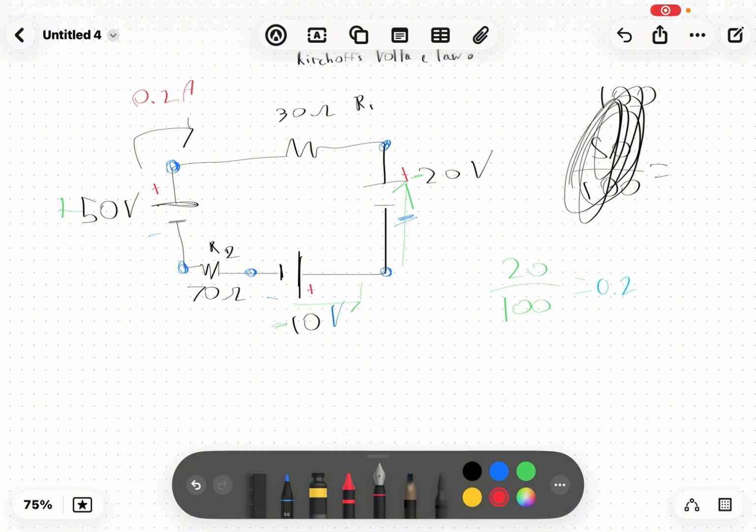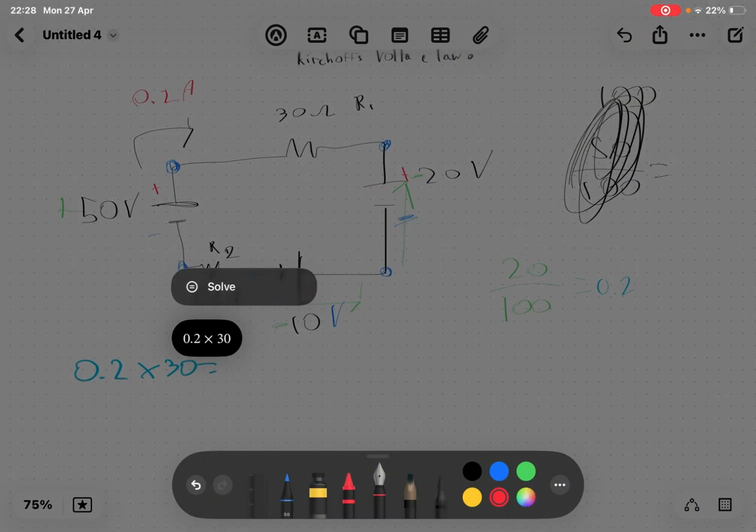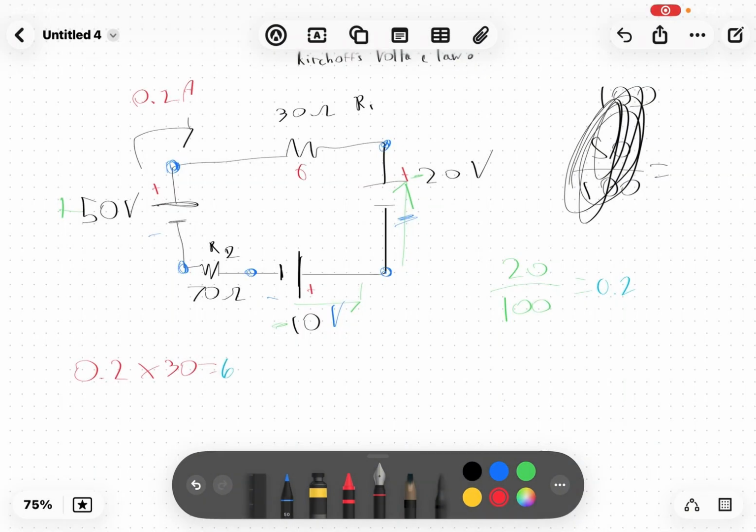And let's go with the maths. So we have to calculate the voltage here. That would be 0.2 times 30. You know the drill. 6. And then one second, I'm just checking stuff out. Okay, yep. And then 50 take away 6 equals 44. And then here you take away 20, 24. Over here you take away 10, 14.